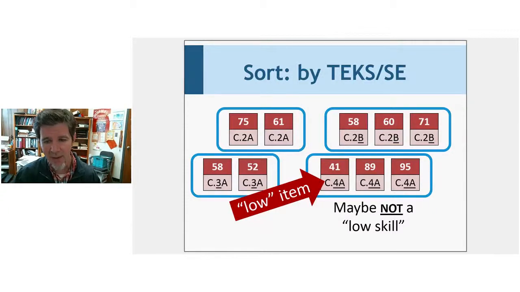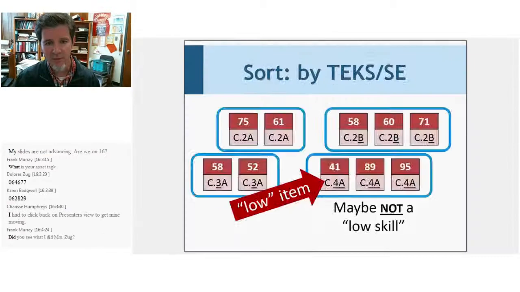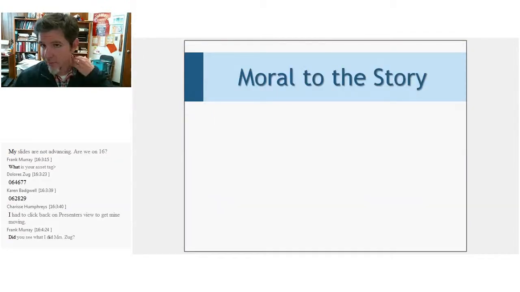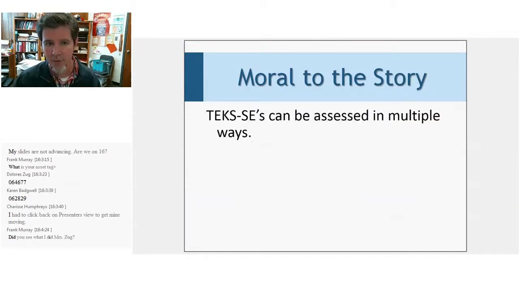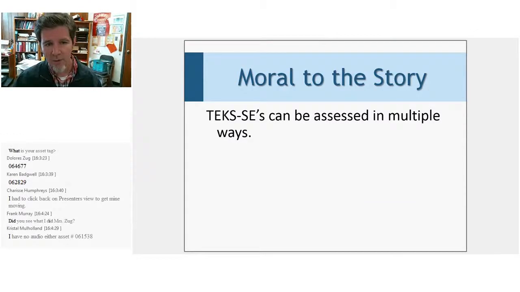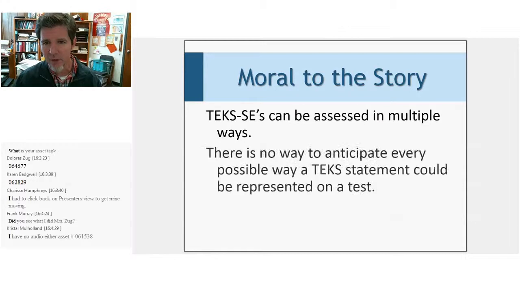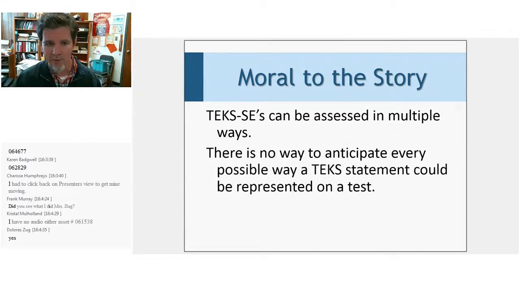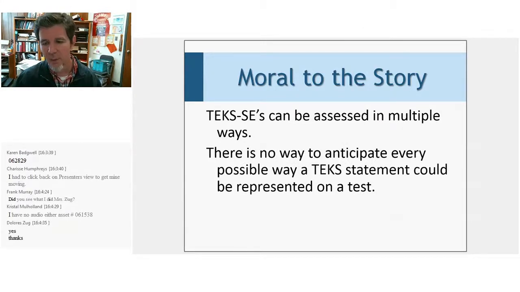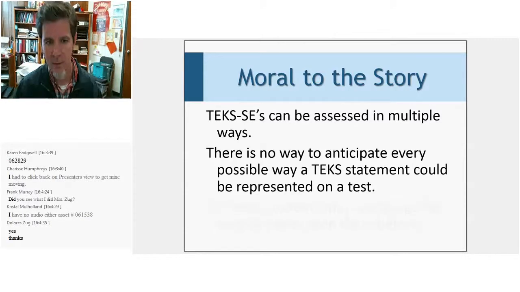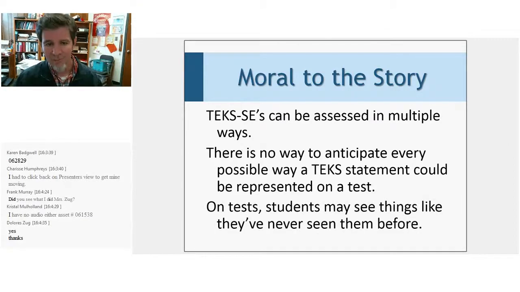And you can kind of get a handle on that if you list them by text number instead of by the data number, right? We know on these tests those student expectations can be assessed in a lot of different ways, and there's really not an easy way to anticipate every single way an item could be asked. The downside of that is, on tests, kids have to see or get used to seeing things like they've never seen it before. But don't get the problem with the item confused with the problem with the skill.